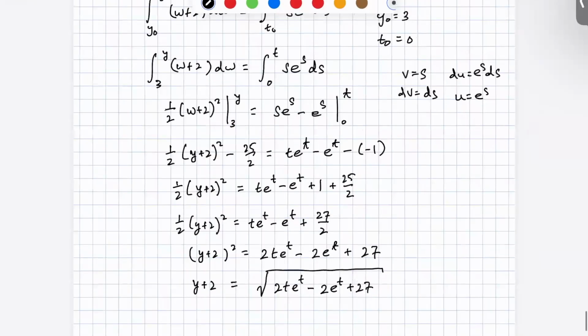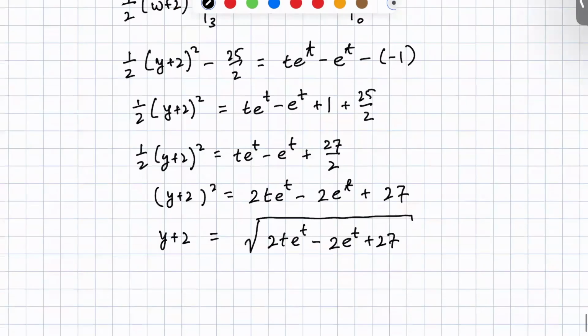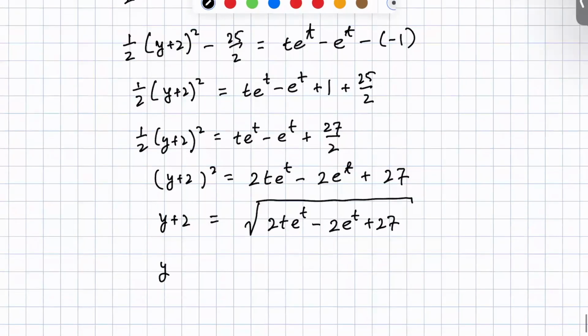Notice that my initial condition says that y0 is equal to 3. So when y is equal to 3, I need a positive number. So even though I have a plus or minus here, I'm going to take the plus. y is equal to the square root of 2t e to the t minus 2 e to the t plus 27, minus 2. And that's the final answer.